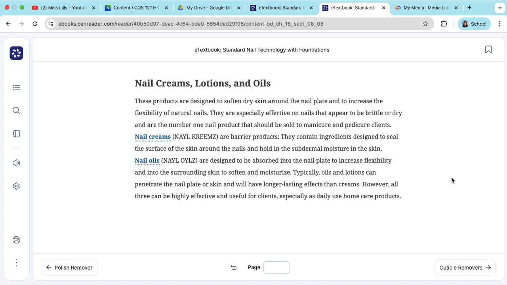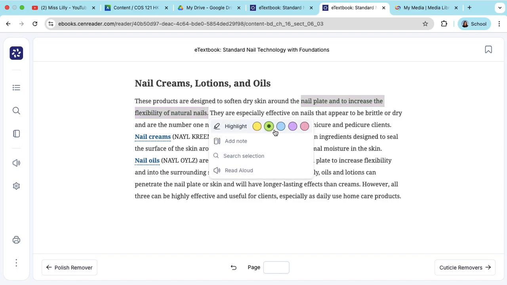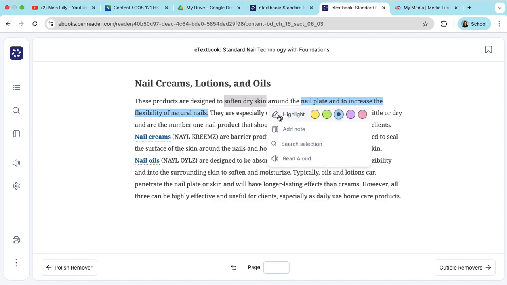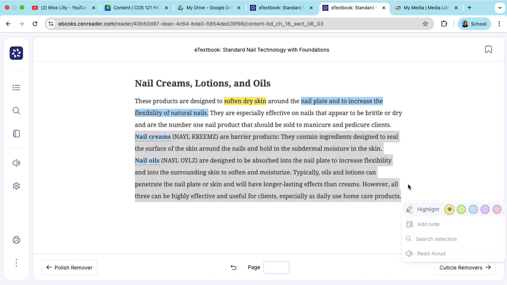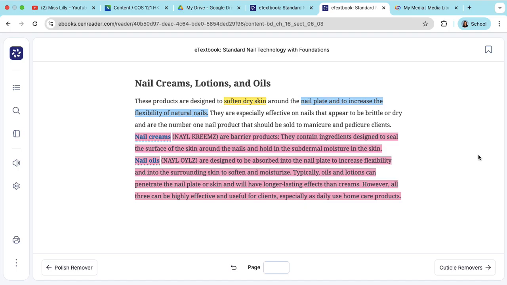Nail creams, lotions, and oils. These increase the flexibility of natural nails and soften dry skin. Nail creams are barrier products. They contain ingredients designed to seal the surface of the skin around the nails and hold more moisture in the skin. Nail oils are designed to be absorbed into the nail plate to increase flexibility and into surrounding skin to soften and moisturize.